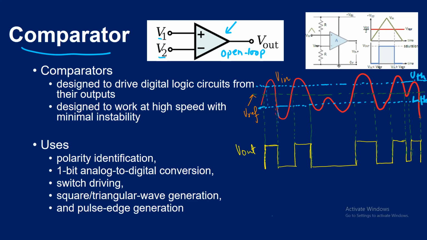Comparators are designed to drive digital logic circuits from their output. When the output switches between the positive level and the negative level, or the high level and the low level, it is compatible for interfacing with and driving digital logic circuits. Another characteristic of the comparator is that it works at high speed with minimal instability. Since the internal structure of a comparator does not require a Miller capacitor, which is usually the case with the operational amplifier, they are quite fast and work at a higher bandwidth.